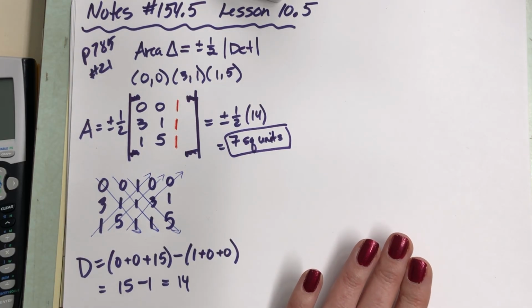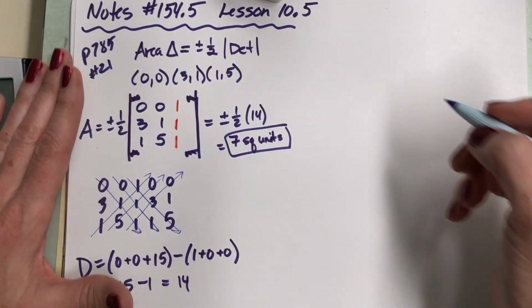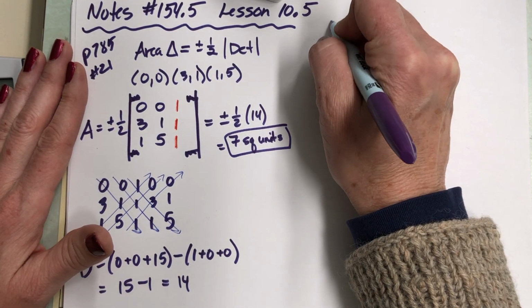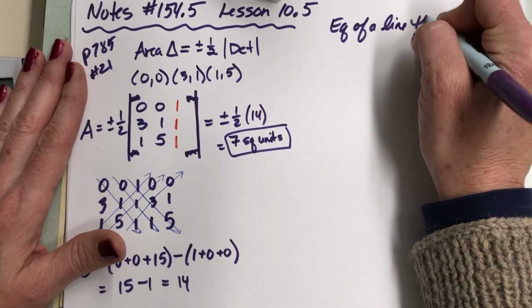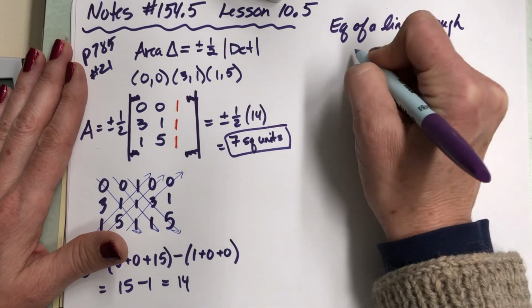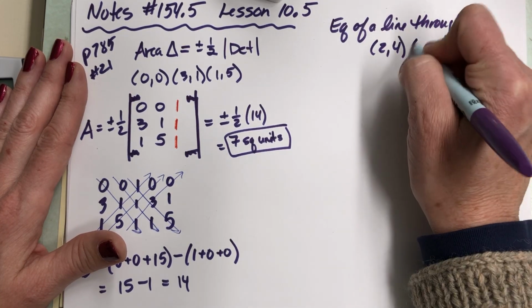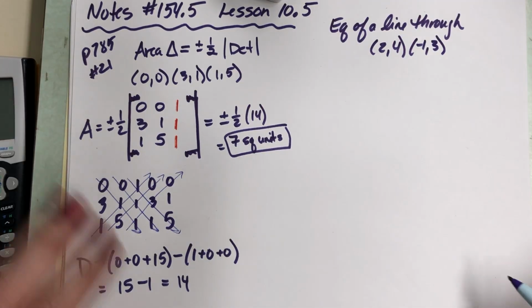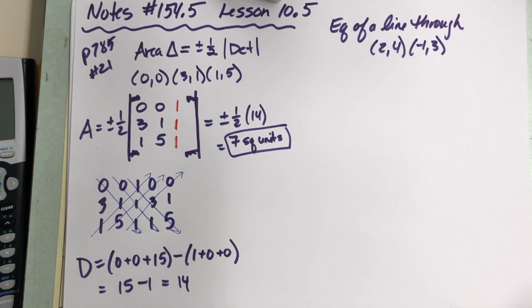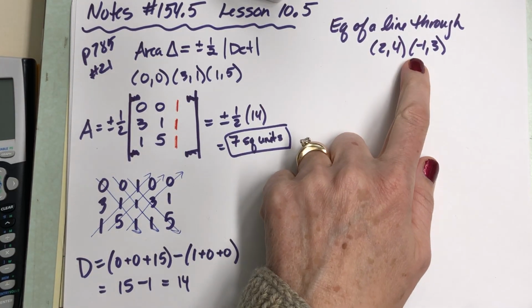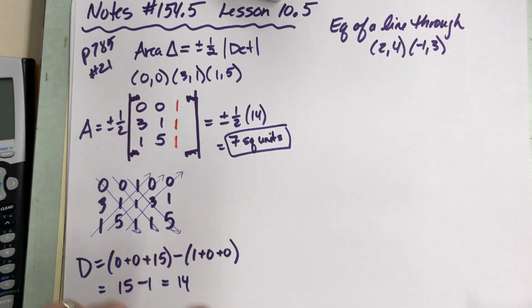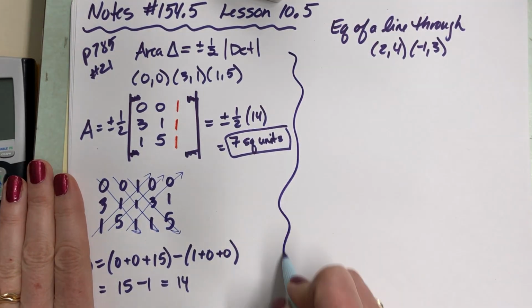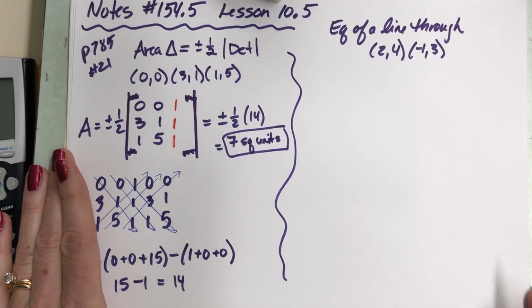Great problem. The second one I want to share with you this afternoon or this morning or whenever you're watching my handy dandy video is we want to find the equation of a line that goes through the points (2, 4) and (-1, 3). Well, we can use a matrix for that too. Normally, you would have to plot those points, find the slope, find the y-intercept. That would be a lot more work. We don't even need to do that. Our matrices are going to help us out.